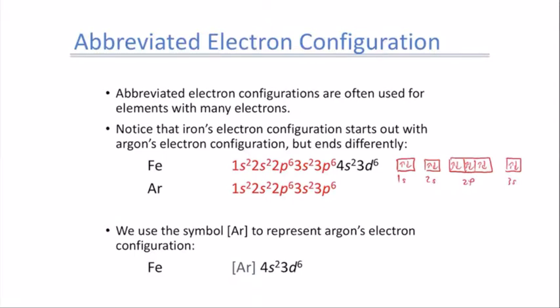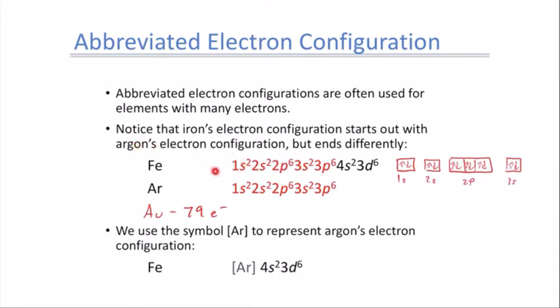But then this also becomes kind of cumbersome, particularly when we get down to some of the heavier atoms. If we were to write the electron configuration for something like gold, Au, gold has 79 electrons. Trying to write this out for 79 electrons, that would take some time. But instead, we can also use a shorthand.